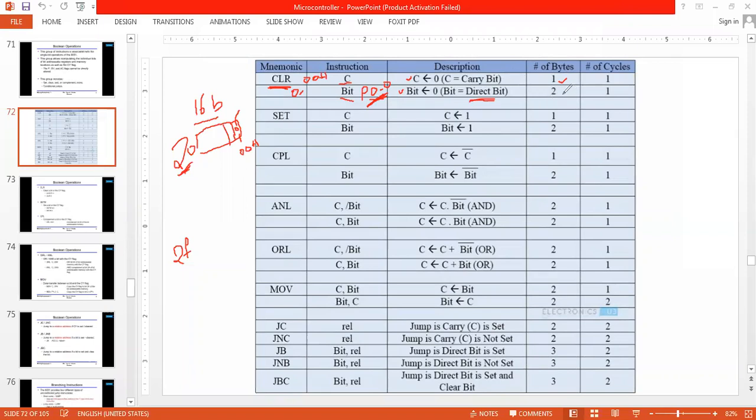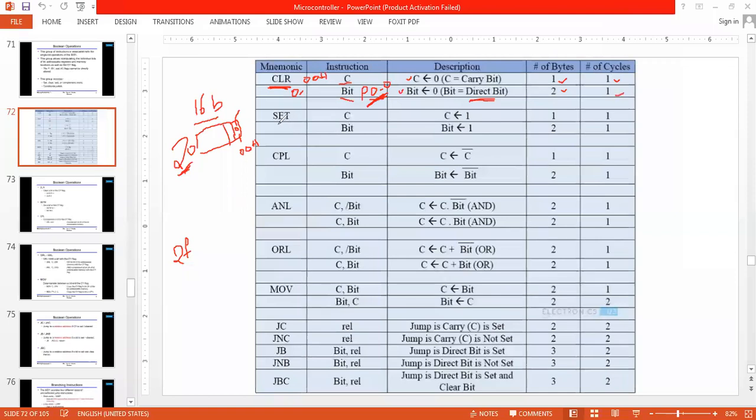When I am writing a particular bit, then it will take a total of 2 bytes to be stored into the code memory. Then it takes only one machine cycle to be executed.